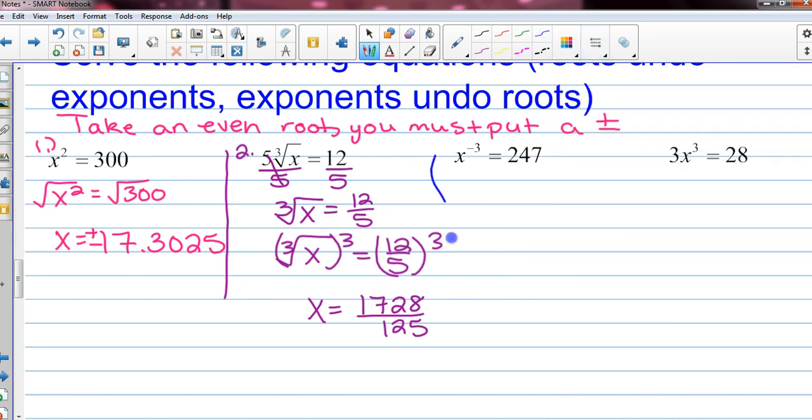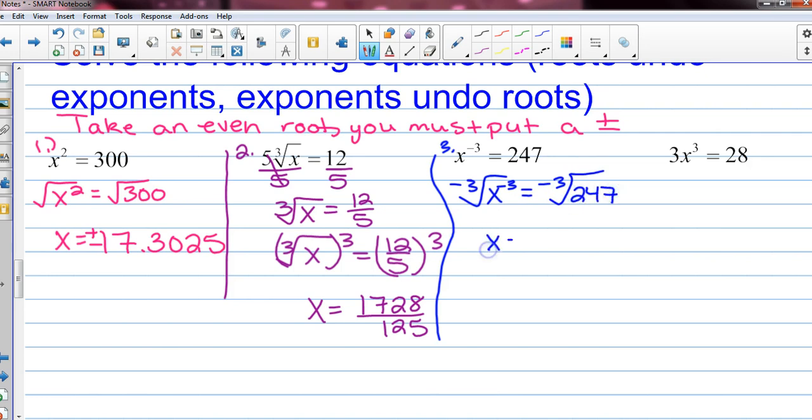All right, the next example has an exponent, and to undo an exponent, you use a root. So I need to take the negative cubed root. So that's the negative cubed root of x to the negative 3, and the negative cubed root of 247.